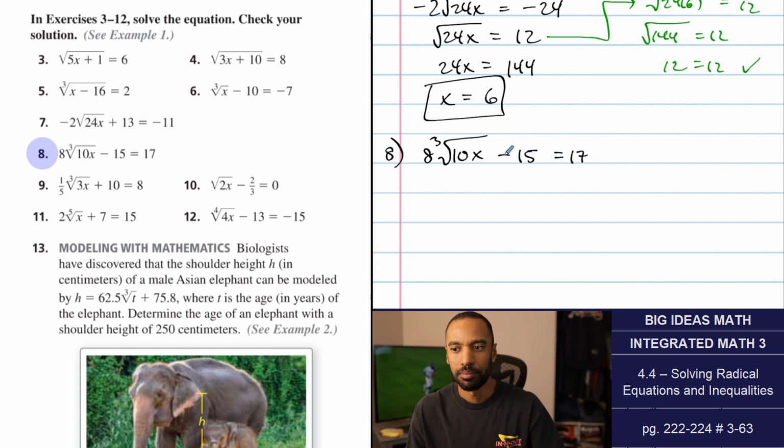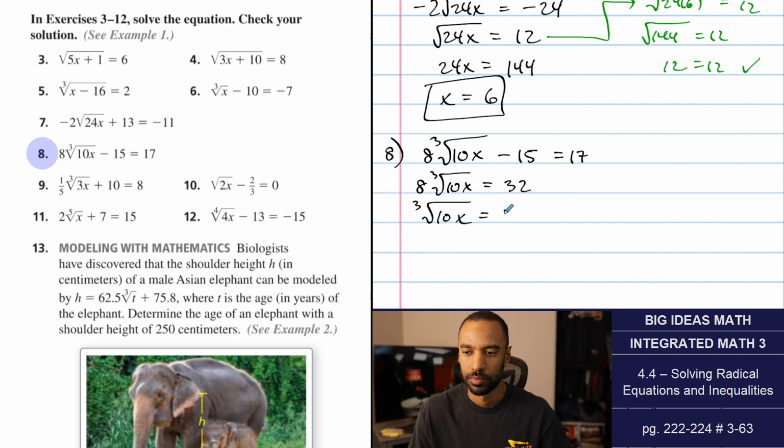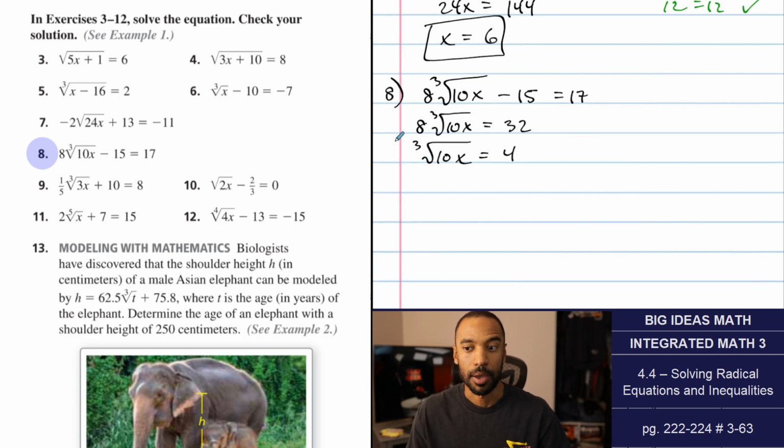Okay, so here, same thing. We're going to isolate this guy. Let's first add 15. And then we'll divide by 8. And we get this. This time I will cube both sides. So now I get 10x after cubing, and 4 cubed is 64.